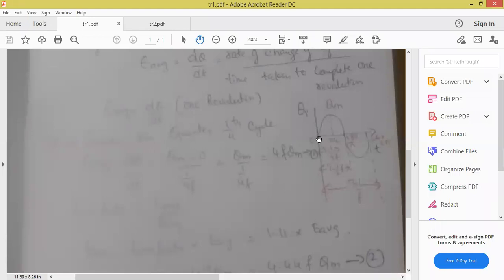AC current or AC magnetic field means it contains a positive cycle and a negative cycle. You have to draw this diagram. I hope it is visible to everyone. So this is the positive and negative cycle. And what is the angle, anyone? 0, 180, 360. We can put this as 0, pi and 2 pi. And this part is pi by 2. What is phi m? Here this phi m is explaining the maximum value. So during one revolution means one full cycle.